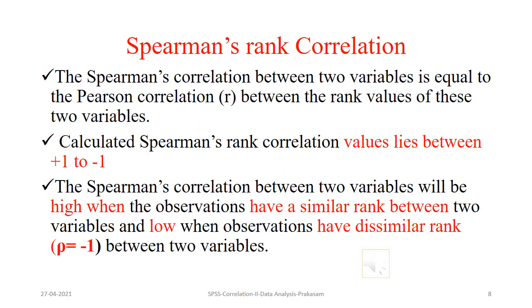Spearman rank correlation between two variables is equal to the Pearson correlation, that is small r, between the two rank variables of those two variables. The calculated Spearman rank correlation value lies between +1 and -1 like our correlation. Similarly, Spearman rank correlation between two variables will be high when the observations have a similar rank between two variables, and low when the observations have dissimilar rank, that is rho equals -1 between two variables.